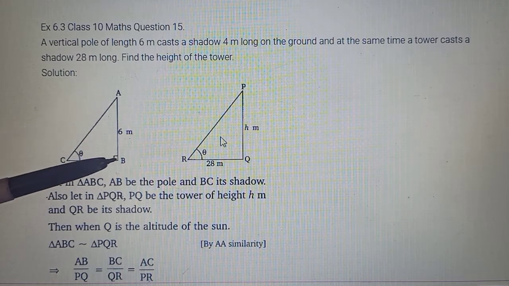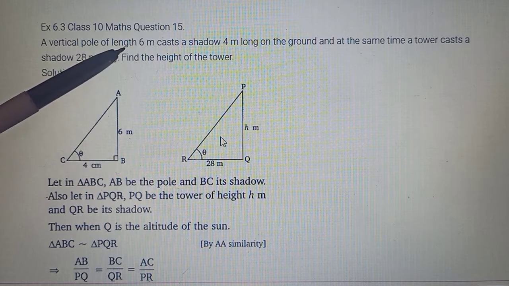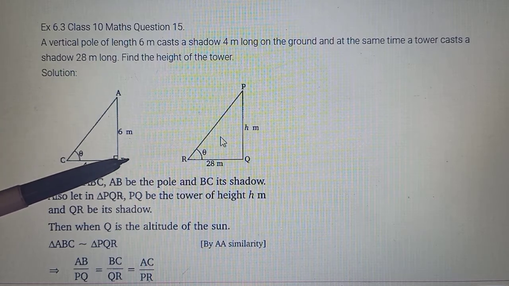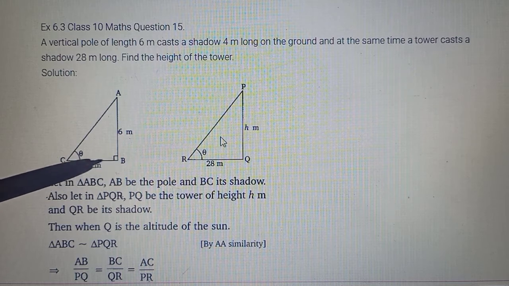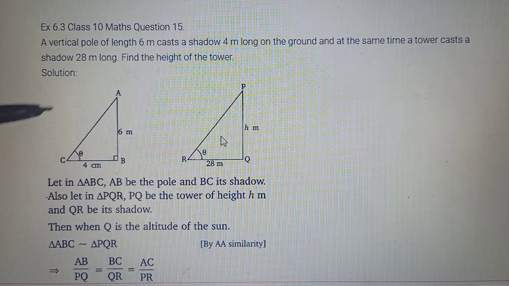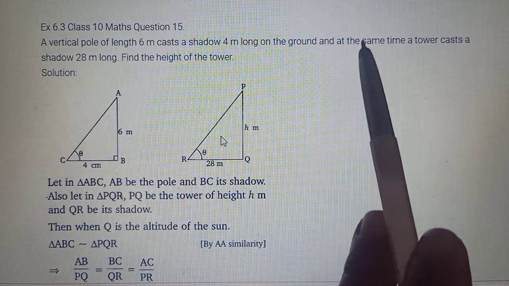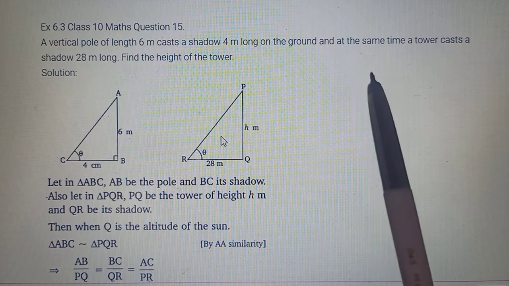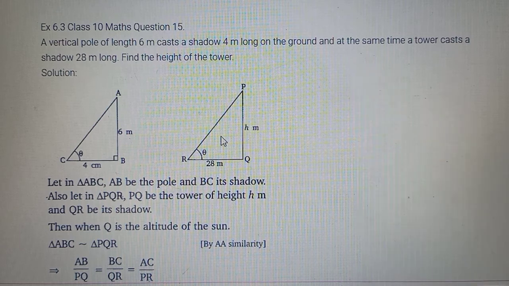This AB is representing a pole which is of length 6 meters, and its shadow always forms on the ground, so this is horizontal. Okay, you'll draw a horizontal line here and we will term this as its shadow. And shadow at a particular time, what happens, children, is the angle of elevation of the sun will remain the same. If they say at the same time, whenever they say at the same time, we consider the elevation of the sun, this rotation.